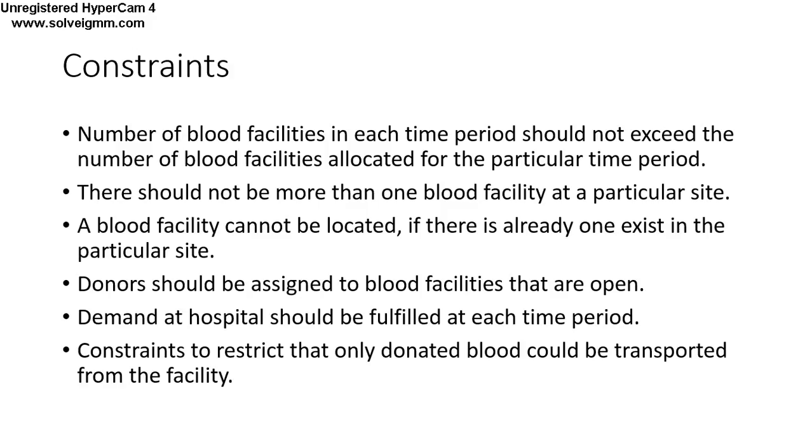The important constraints in this model are: the number of blood facilities in each time period should not exceed the number of blood facilities allocated for the particular time period. There should not be more than one blood facility at a particular site. A blood facility cannot be located if there already exists one at the particular site. Donors should be assigned to blood facilities that are open. Demand at hospitals should be fulfilled at each time period. Constraints to restrict that only donated blood could be transported from the facility.